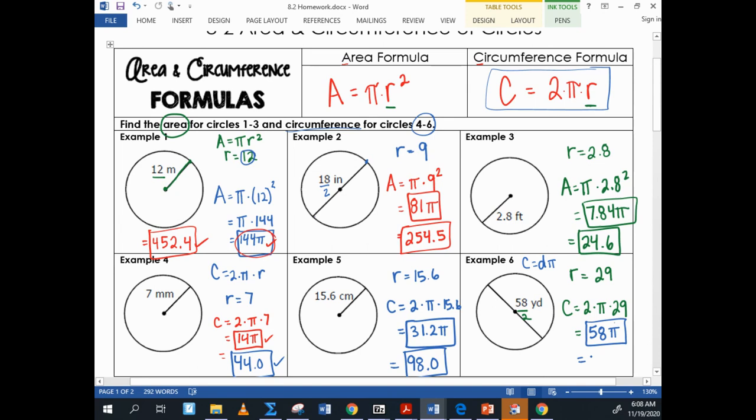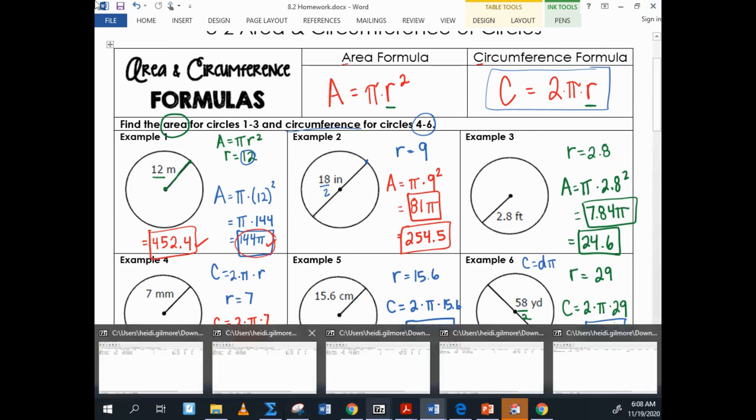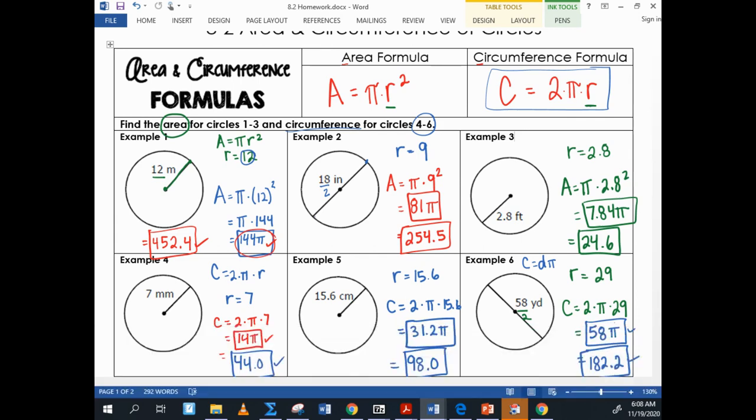All right, so 58 times pi gives us, in our calculator, it will approximate that to 182.2. So again, either of those answers, you don't need both of them. You can have both of them, but you just need one of those answers there. All right, so that's how you find the circumference right here. We'll do the next couple of examples in our next video.